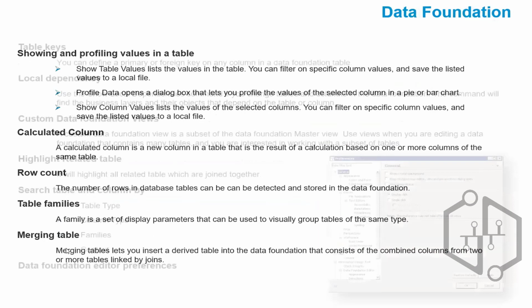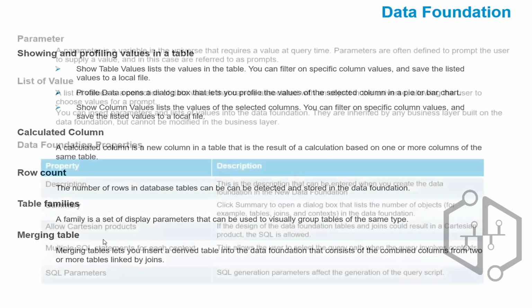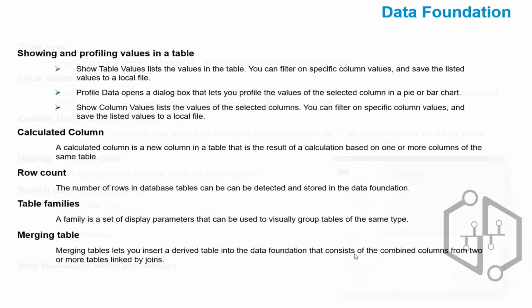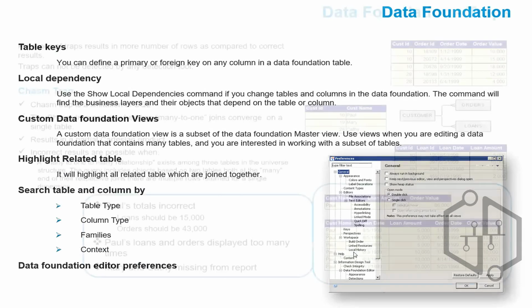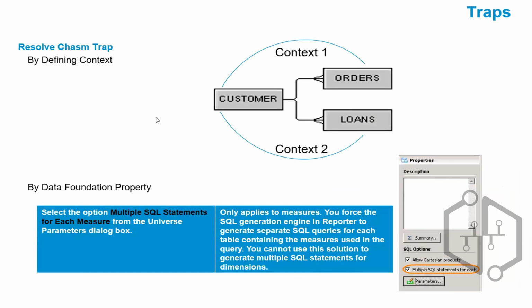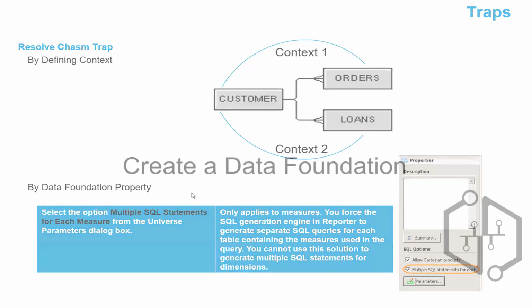as here we have this option, multiple SQL statement for each context. If we click on this, we can resolve that chasm trap context problem. As I told you already, that can be resolved by defining context. We will define context 1 and context 2. This customer to order table will be one context, that is one path, and customer to loan will be the other path. So we will define two contexts and we will check this option, multiple SQL statement for each context, so that problem will be solved.